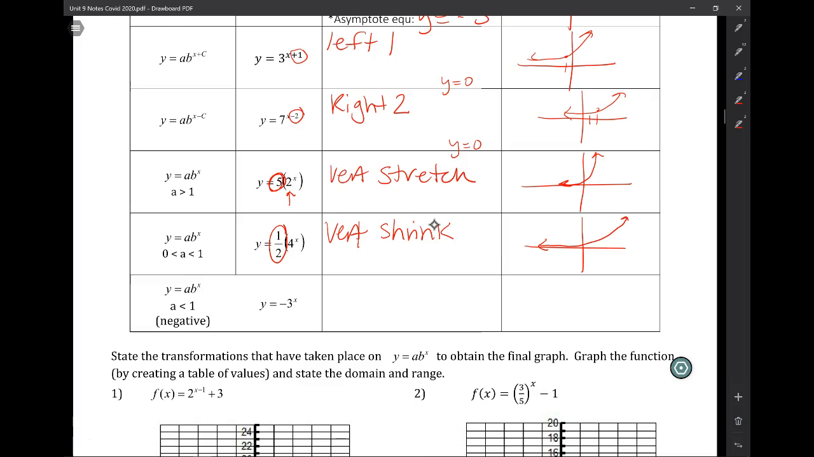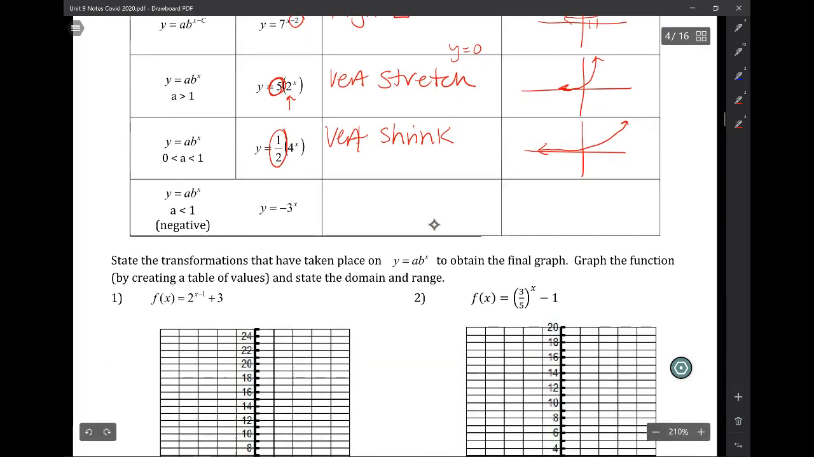And then the last one here is a negative, and we know that negatives reflect, and we have to think over what axis. So reflect over the x-axis, so it would go this way.